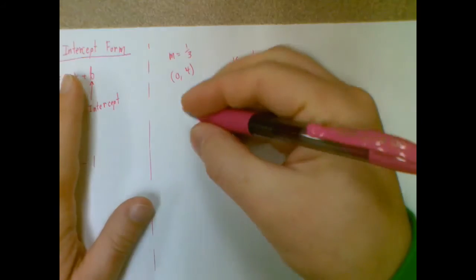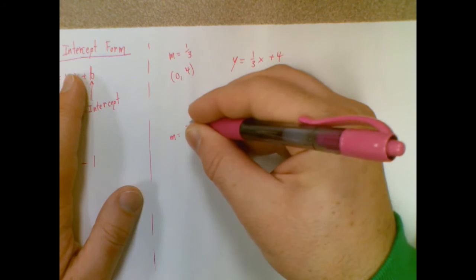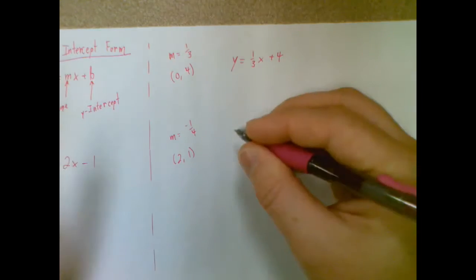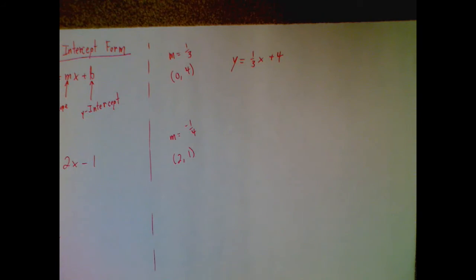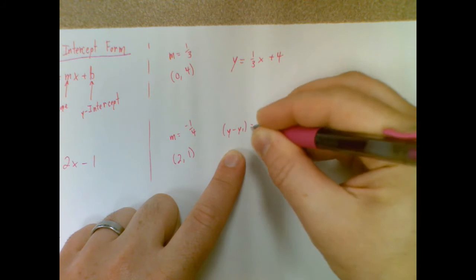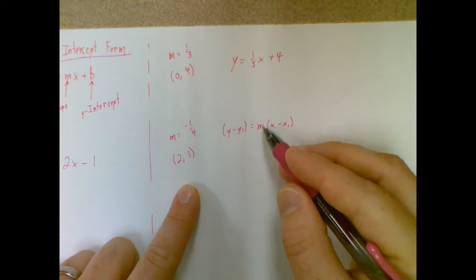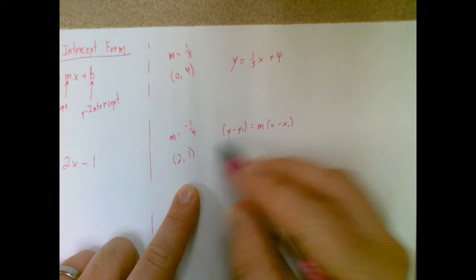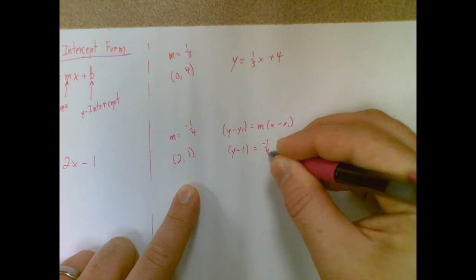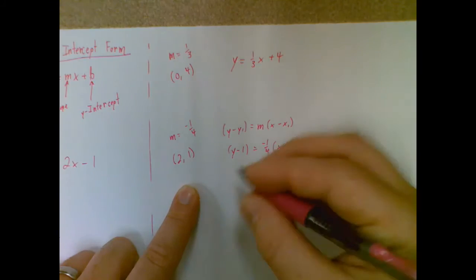All right, so your other scenario is what if you have a slope and a point that's not the intercept? So what if I have a slope of -1/4 and the point 2, 1? Okay, that's when we jump to our point-slope form. So that would be y minus y1 equals m times x minus x1, and we plug in our m for m, and this is your x1 and y1. So y minus 1 equals -1/4 times x minus 2, because they're both positive, so they just go in regularly.